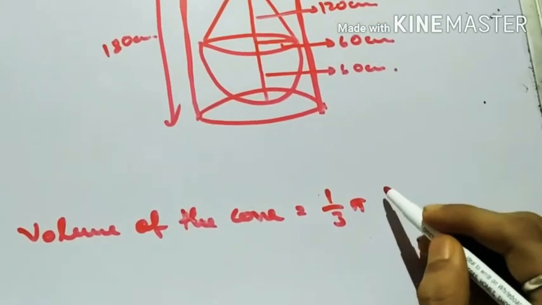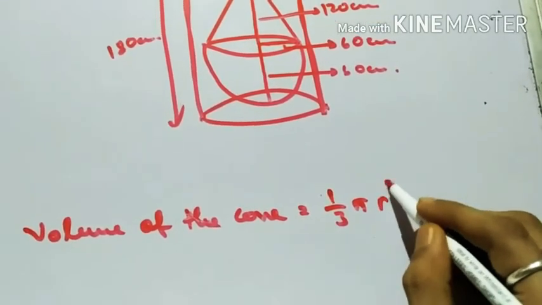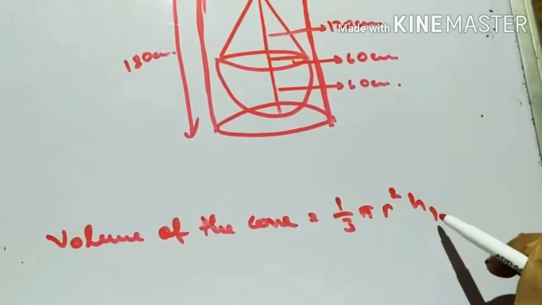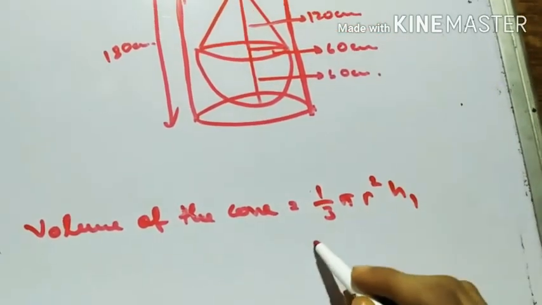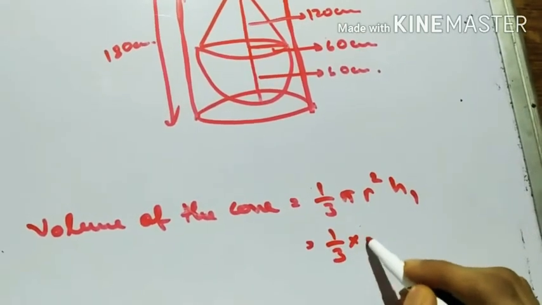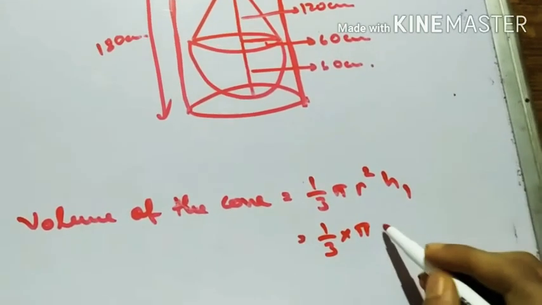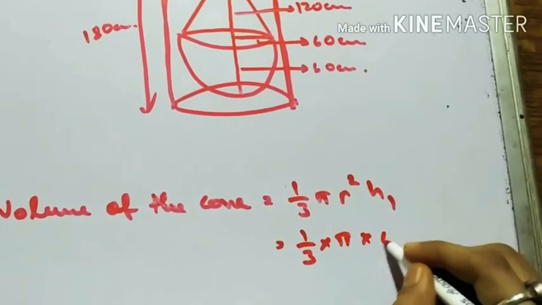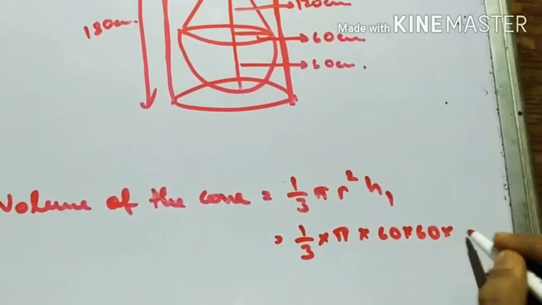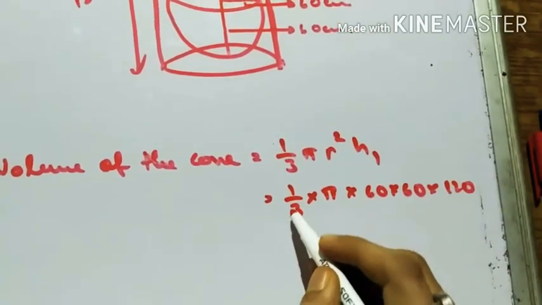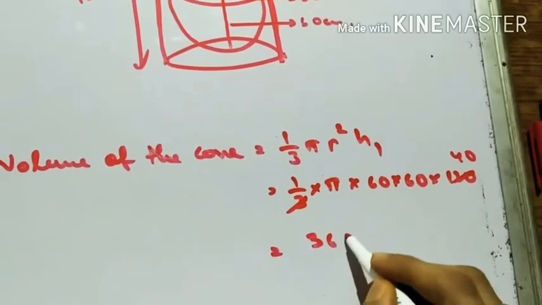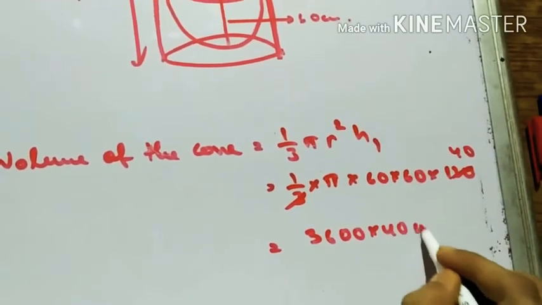Volume of the cone will be 1 by 3 pi r square h1, where I have taken the height of the cone as h1. So it equals 1 by 3 into pi into radius, which is 60 centimeters, so 60 into 60 into height 120. Divided by 3, this is 40. So I will get 3600 into 40 pi.